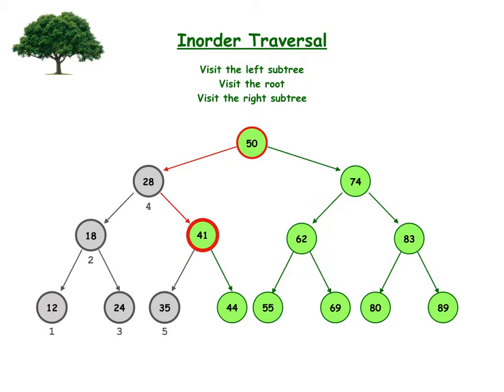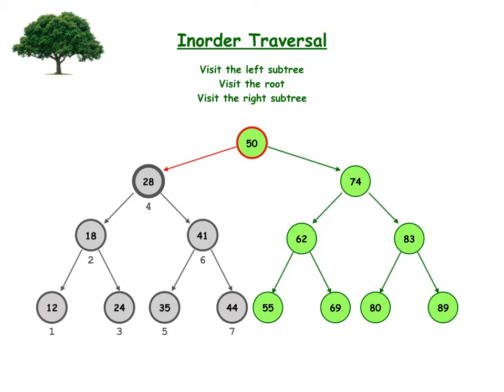Come back up. We're back at 41. We have visited 41's left subtree. Now we can visit 41 itself, the root. Now we go to 41's right subtree. 44 is a leaf. We visit it. Then we're done with 44. We work our way back up. At 41, we've visited the left subtree. We have visited 41's right subtree. And we have visited 41 itself. So now we work our way back up.